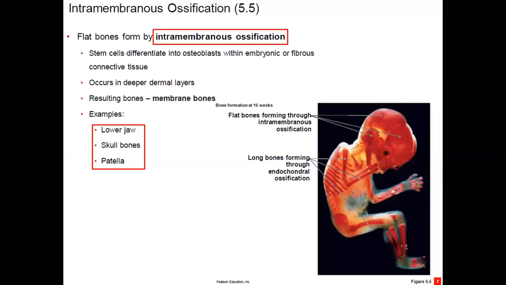I'm going to flip back and forth to make sure I'm covering everything I want to cover. But basically it's a really simple process. Stem cells in connective tissue differentiate, they mature into osteoblasts and start to form new bone. And bone continues to form and remodel using osteoblasts and osteoclasts into your skull bones, which are basically two thick layers of compact bone separated by a thin layer of spongy bone.